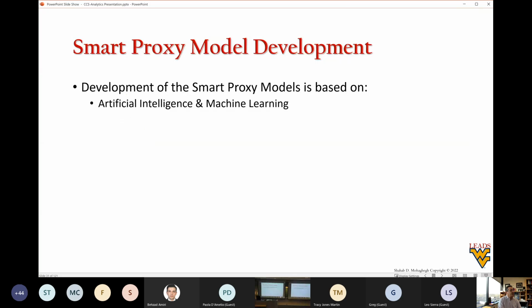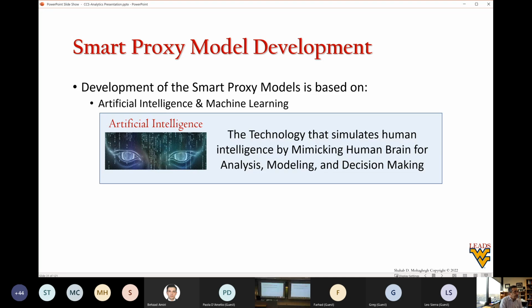So how do you develop a proxy model? Development of a smart proxy model is based on AI and machine learning. Question: what is AI? What is machine learning? Recently, I read some definitions of these technologies in SPE JPT by somebody who wrote it. And I was shocked, to be honest with you.